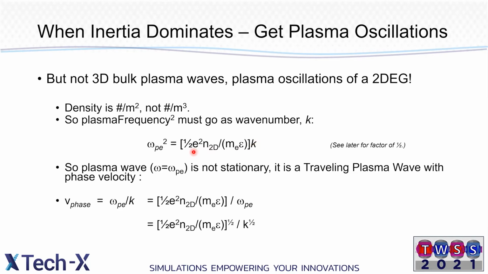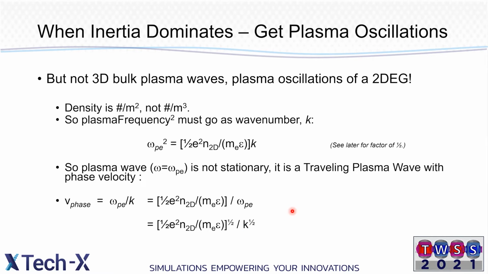So if you think about this, this is now an omega going as K. So this is now a traveling wave instead of a stationary wave. And if we just divide by K, we get the phase velocity of the wave, which goes as the two-dimensional density either divided by the frequency or divided by the square root of K.